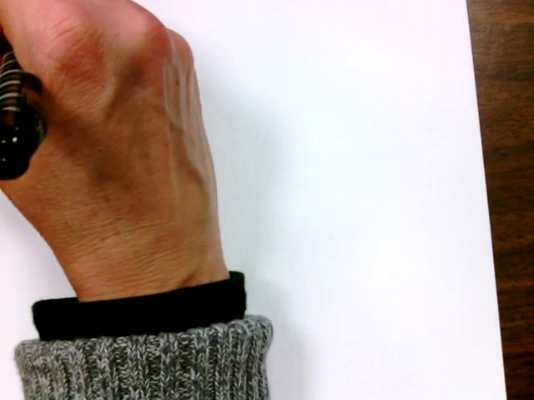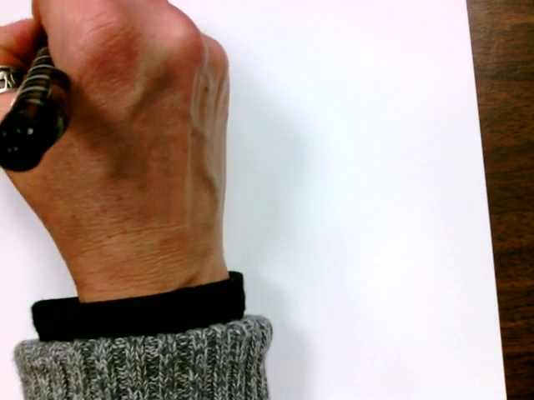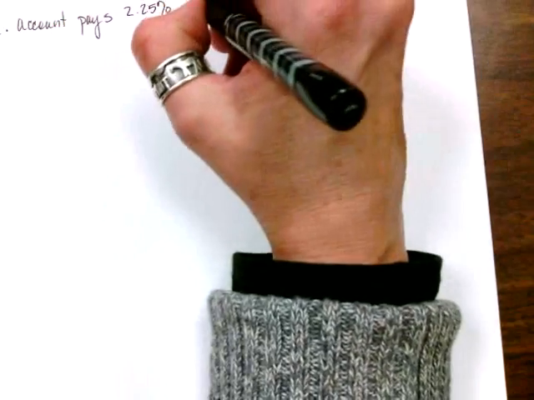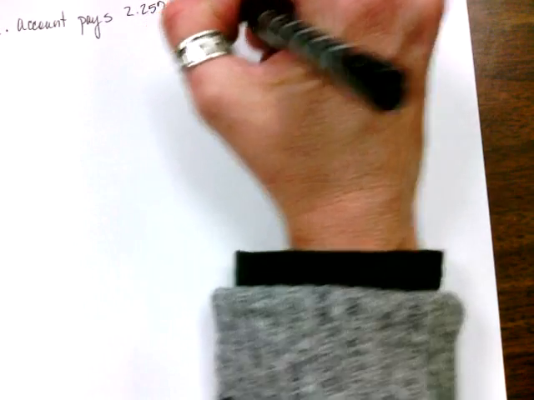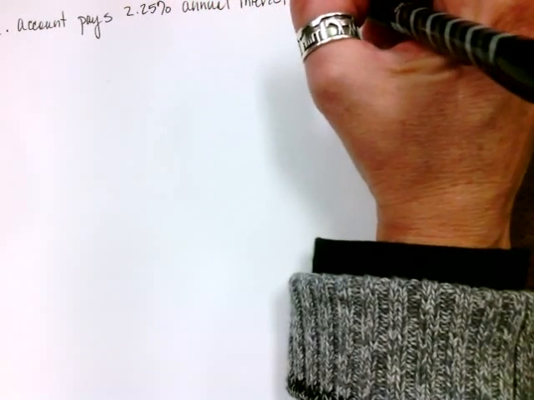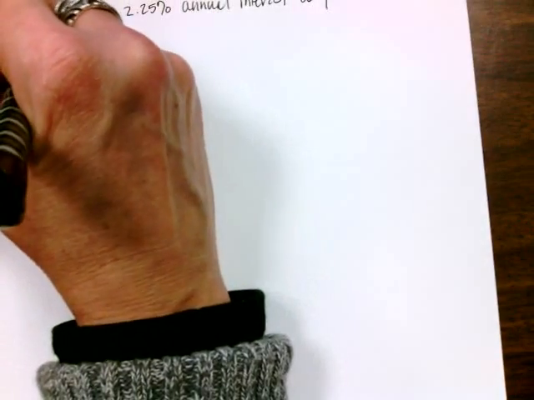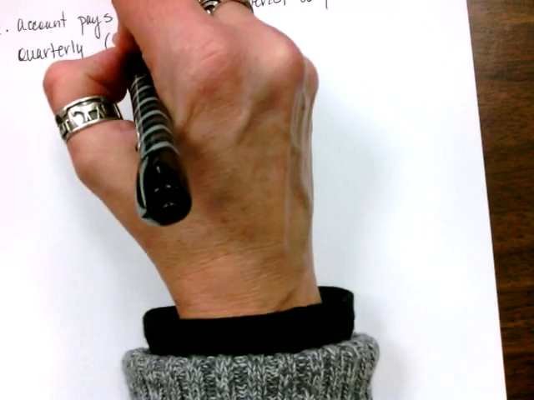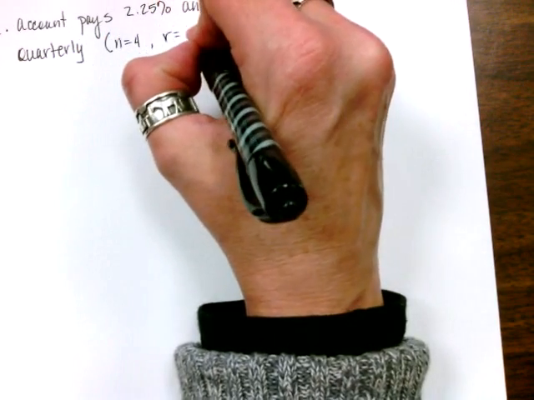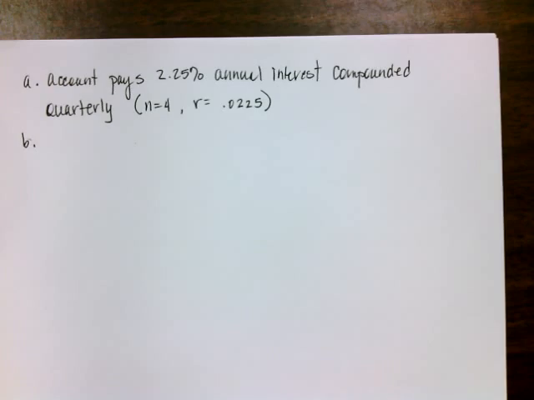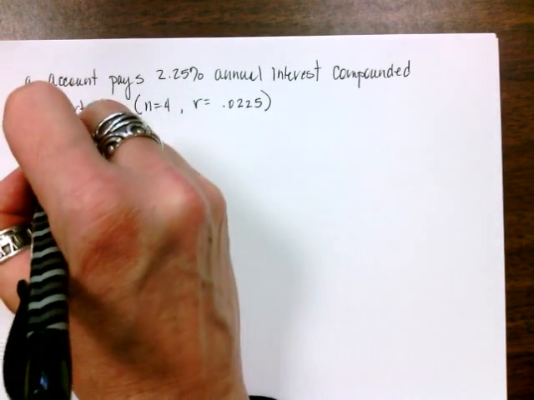So A, the account pays 2.25% annual interest compounded quarterly. So in the equation that you're going to use, N is going to equal 4, and your R is going to be 0.0225. And in this one, you're looking to solve for P, so you have to solve the equation for P.